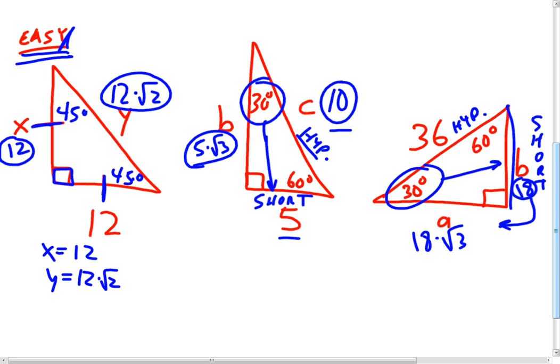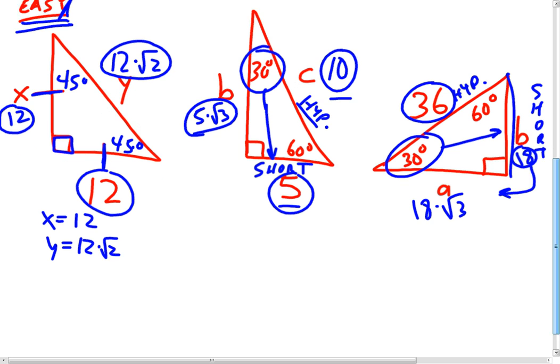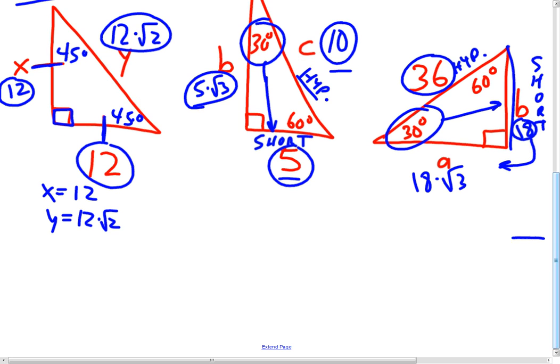The reason that they're easy is because we had a whole number in the leg, a whole number for the short side, and a whole number for the hypotenuse. When those numbers get more complicated, or the other sides of the triangle aren't whole numbers, then it's a little bit harder to see the pattern, but the pattern is still there. Let's take a look at some slightly harder problems.